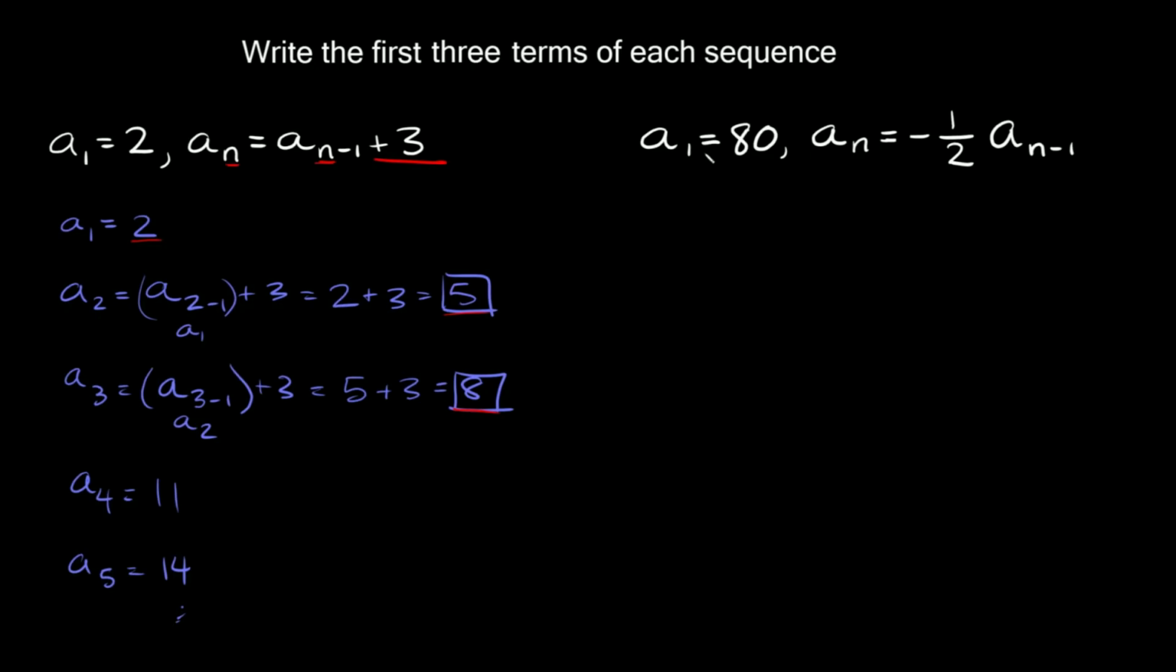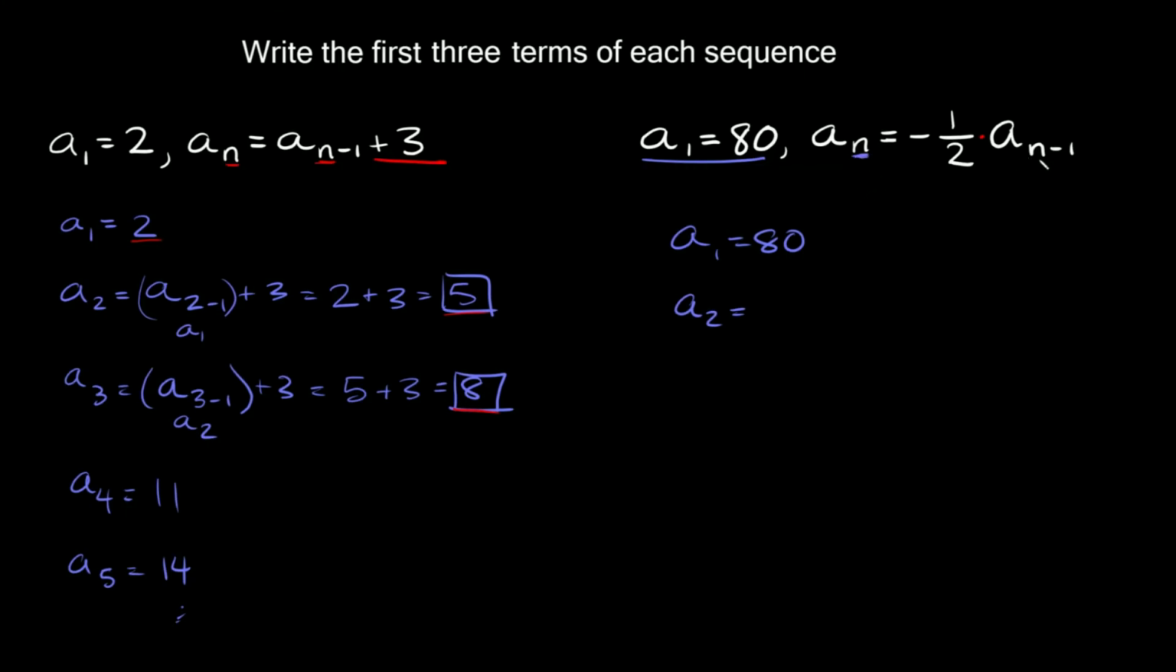So here we have a of 1 is equal to 80, and then the little formula that it gives us is a sub n is equal to negative 1/2 times a sub n minus 1. Okay, so again, we're just looking for the first 3 terms, and it gives us the first one. Nice. So a of 1 is equal to 80. Then to find a sub 2, I'm again going to use this formula. And just to point it out right now, here we're multiplying, right? We have negative 1/2 times a sub n minus 1. So we should expect to have a geometric sequence down here, since we're multiplying.